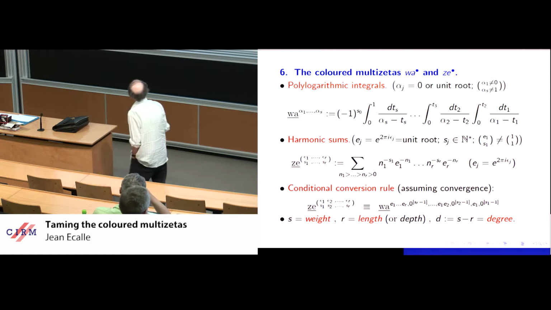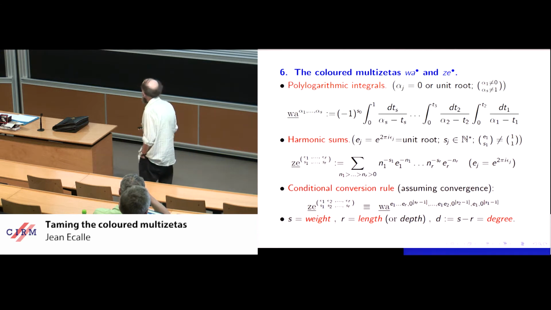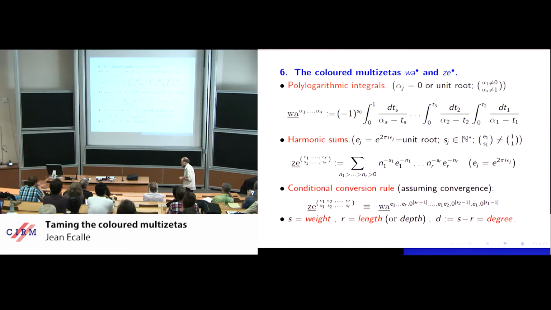Fine. And then there are the familiar conversion rules. We can go from the one to the other and back. And the convergence assumptions, and then the three parameters that will dominate everything: the weight, the length or depth of a multizeta, and then the difference, which is the degree. It will be the degree in our set, the degree of a polynomial, actually.